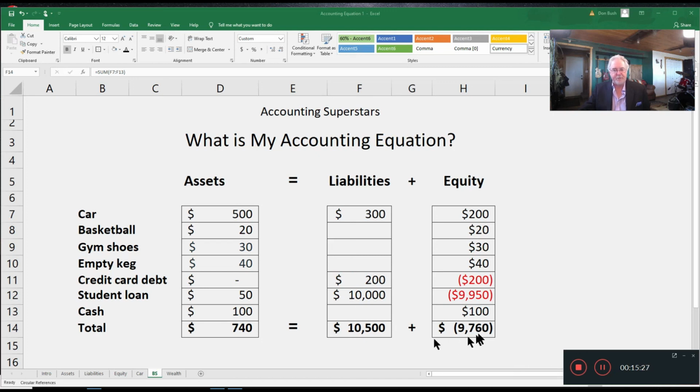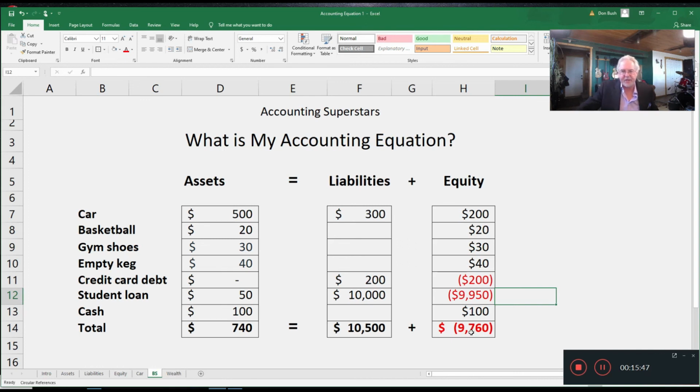So anyways, is having a negative net worth or a negative equity a bad thing? Well, if you're young and just starting college and just getting going, it's not a bad thing. You're investing money in yourself here with your student loan. If you were my age and had a negative net worth, that would be a very bad thing. Retirement would not look too sweet.